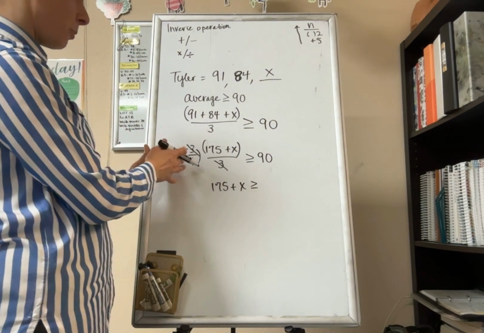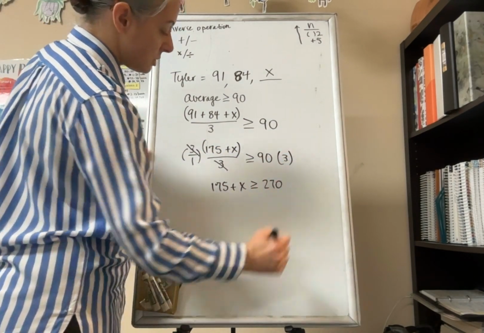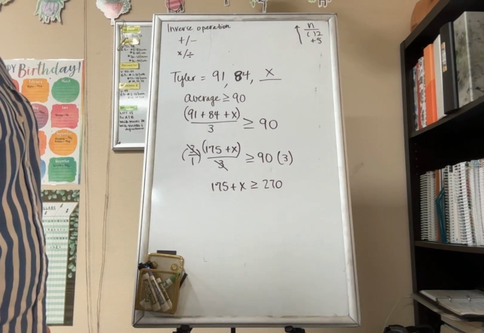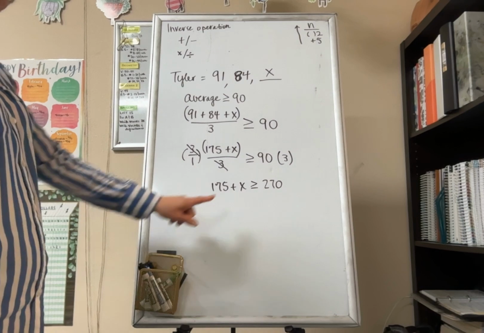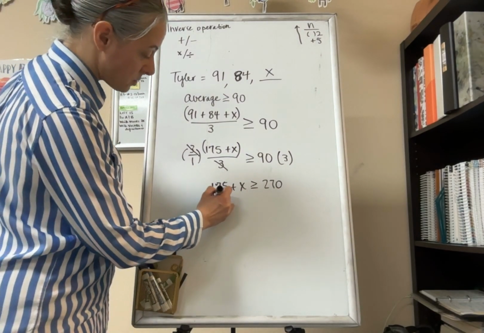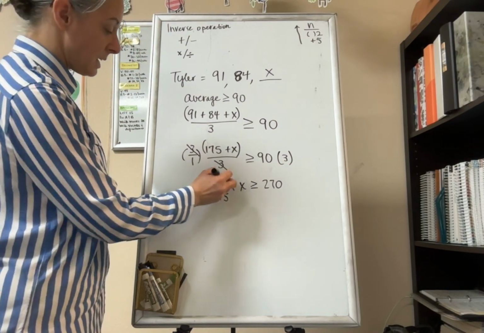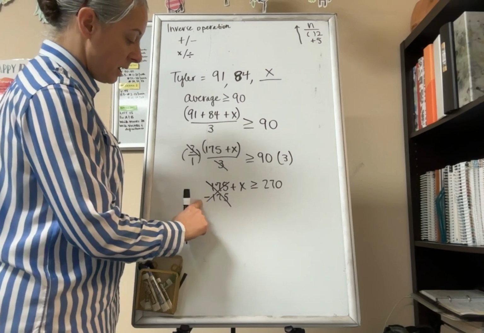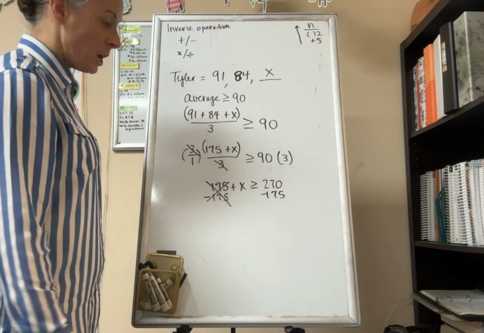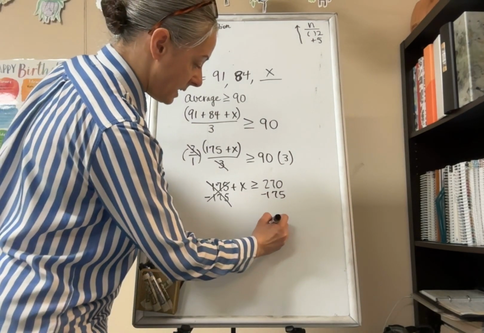If we multiply by 3 on the left, we also need to multiply by 3 on the right. So now our equation reads 175 plus x is greater than or equal to 270. We want to isolate our variable, so the next thing that we need to do is subtract 175 from both sides. So we'll have a positive 175 and a negative, and they'll just cancel each other out. And if we subtract 175 over here, we need to do the same over here. 270 minus 175 will give us 95.